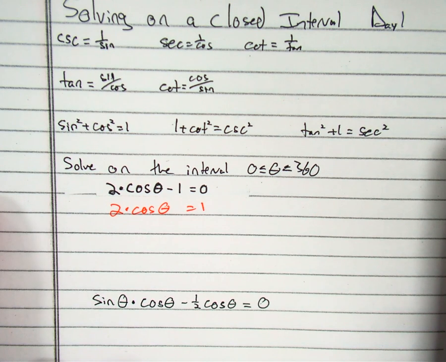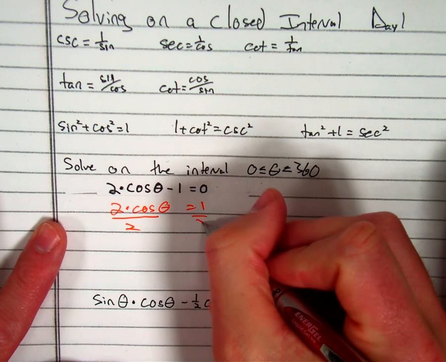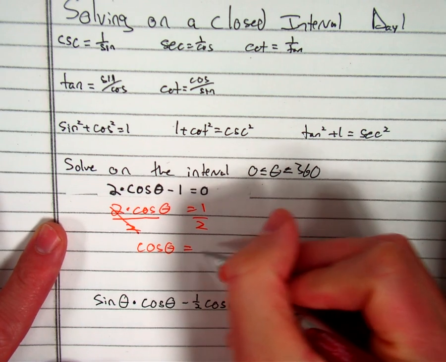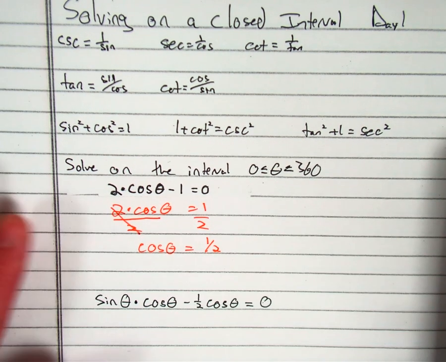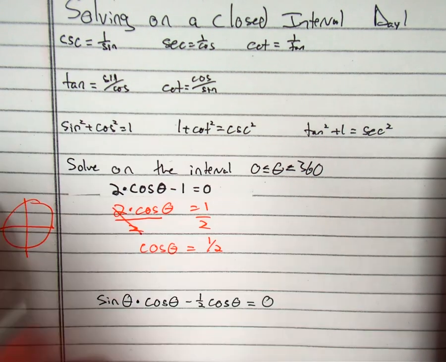2 times cosine theta equals 1. Then we divide by 2. See, it's just like an algebra problem. 1/2. Okay, so we're thinking, where does cosine equal 1/2 at?